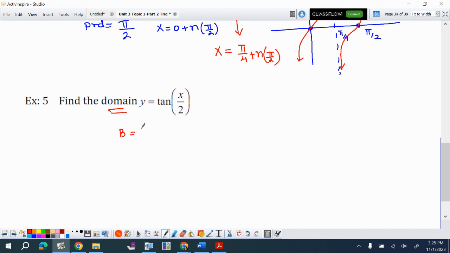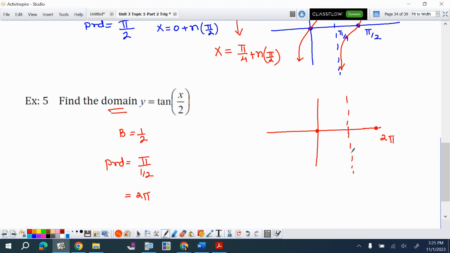So b here is 1/2, which means the period is pi over 1/2, which makes 2 pi. And the tangent graph always goes through 0, 0. The next is 2 pi. Halfway through is the asymptote. So how do we write the domain? The domain is the same as the vertical asymptote, but we write it as all real numbers x cannot be what? The first asymptote is at pi, so x cannot be pi.